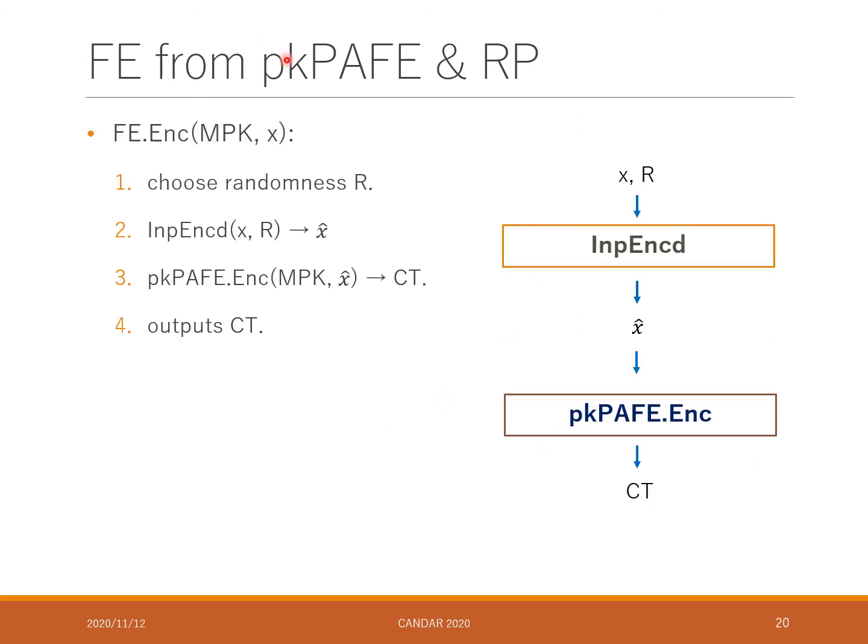Okay, so this slide shows the encryption. First, it chooses a randomness from capital R. And then, by using input encoding, it computes the encoded message. Then, it computes the ciphertext CT by using the encryption of PKPFE.